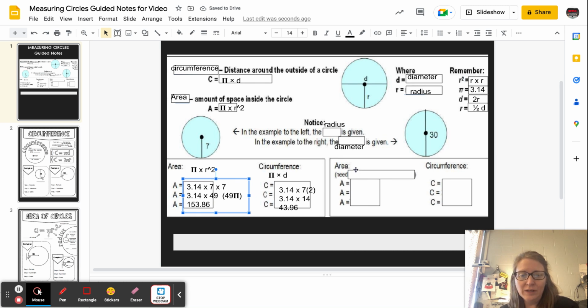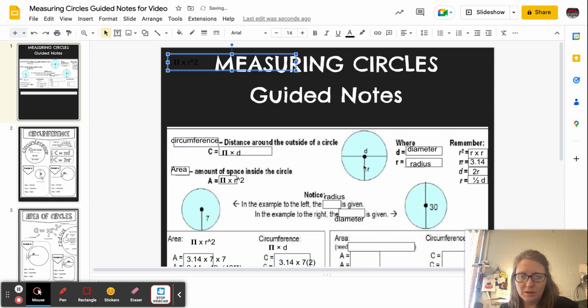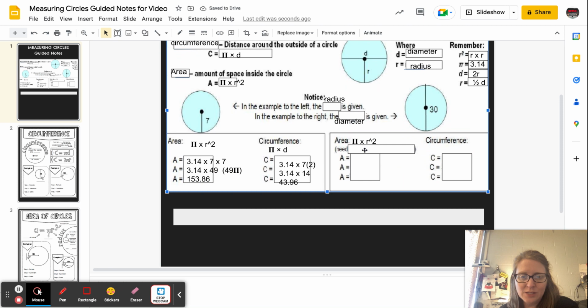Okay. And then we're going to find the area and the circumference of this one right here with the 30. So for area, we need our formula of pi times the radius squared. So I'm going to go back and put this here. I don't know why it keeps moving it all the way up to the top. So here's our formula, pi times the radius squared. So we actually need the radius, but we have the diameter. So we need to figure out what the radius is. Well, if the diameter is 30, the radius is half of that. It's going to be half of 30, which would be 15.